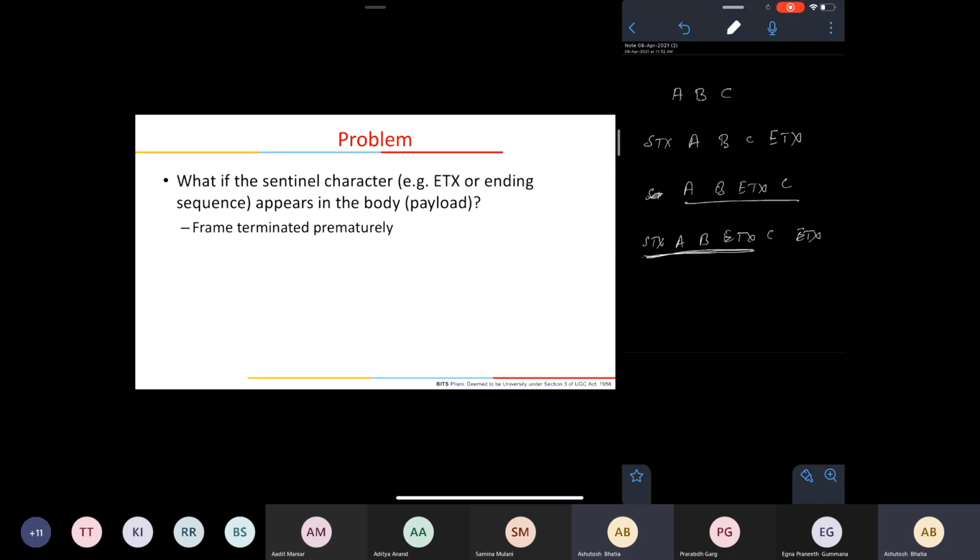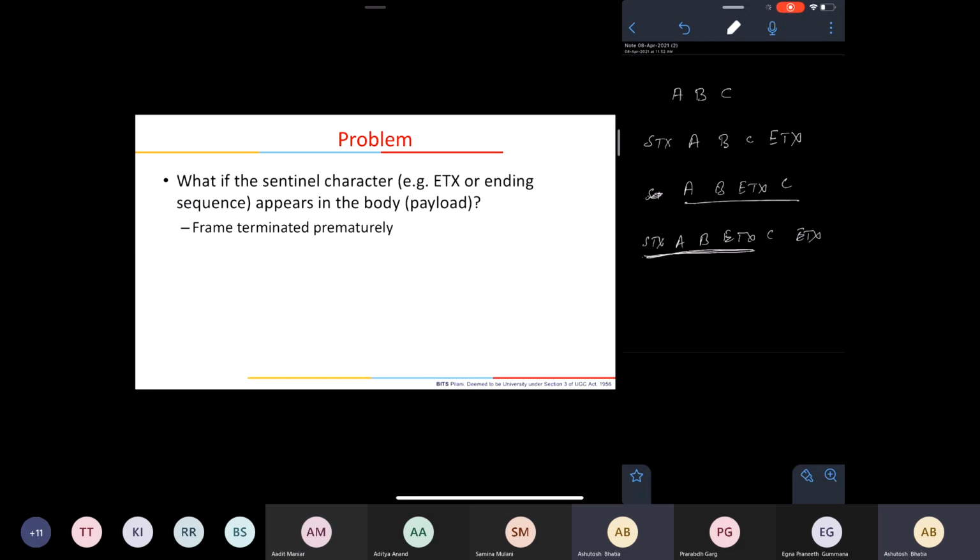And then what is the solution? That solution you know from your programming languages. So what is the solution? In programming language, you use this solution, especially in C. Escape characters. Escape character, very good.